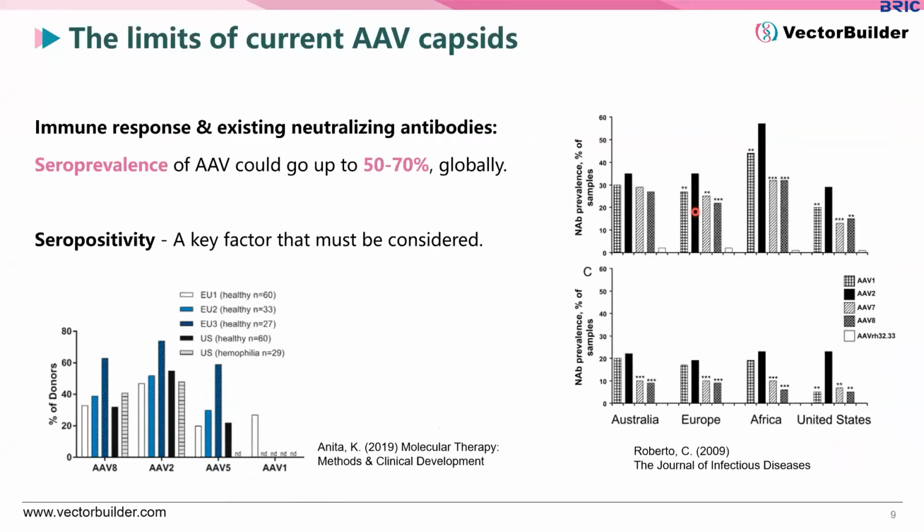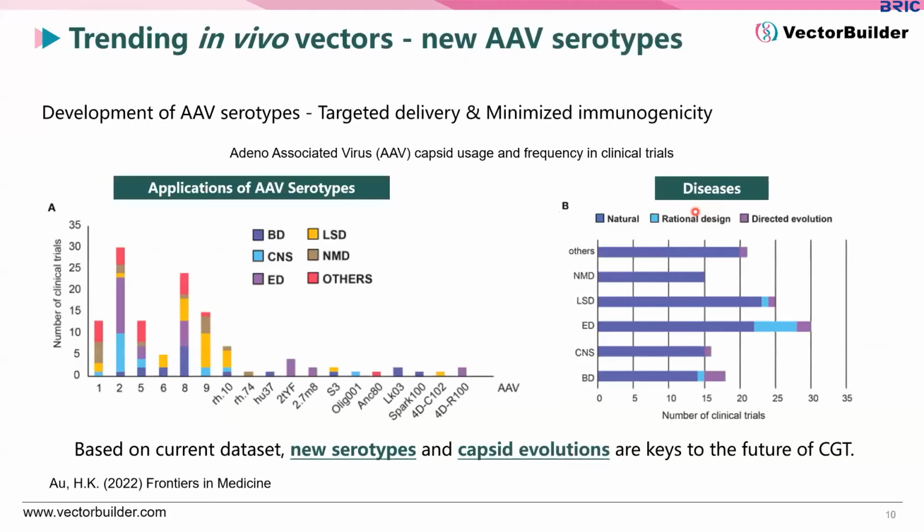And also, there is another concern about using AAV serotypes, particularly the wild type AAV serotypes. There is an existing immune response and also existing neutralizing antibodies in certain communities. So seroprevalence, based on regions all over the world and the serotypes, could go up to about 50 to 70% globally. So seropositivity is a key factor that a drug developer should consider: which group of patients you will be targeting, what the location of your clinical trial is, and what kind of serotypes you are considering using. Do you want to develop an engineered capsid and new AAV serotype so that you can bypass all this trouble?